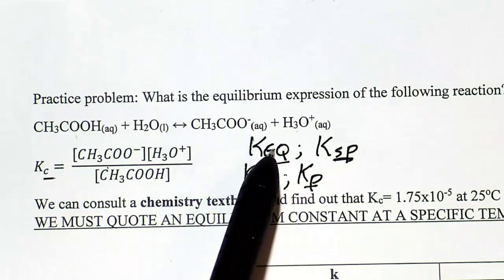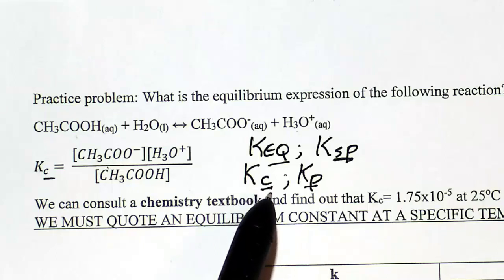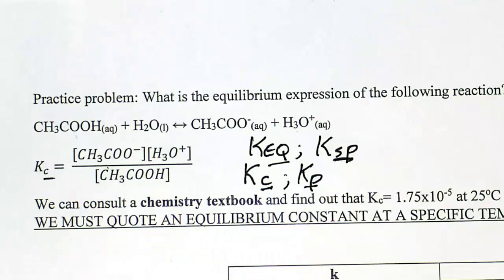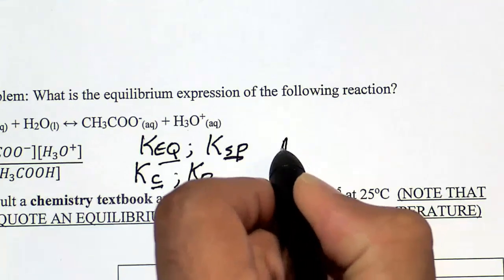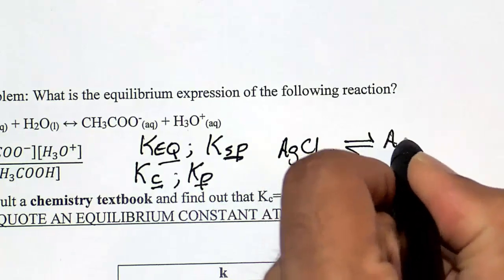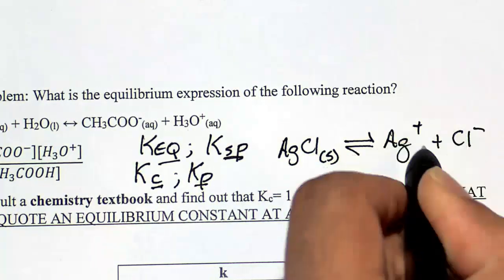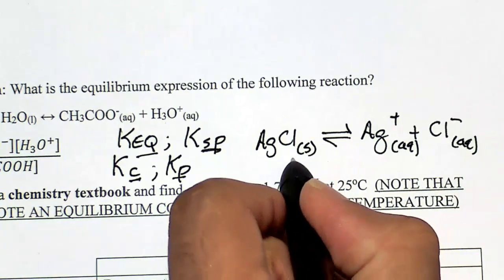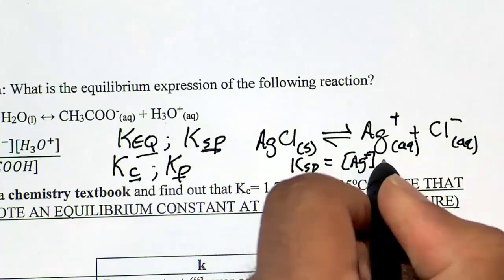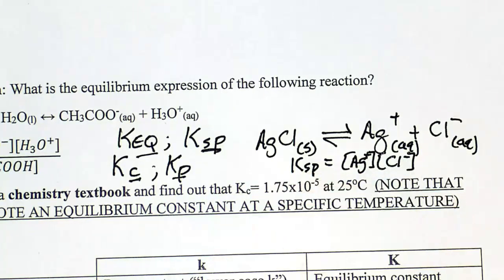You're just as fine putting a Keq, but you can put C, which is a designation for concentrations, P, which is a designation for pressures, or Ksp, the solubility product constant, which is a designation of a solid that's in equilibrium with its component ions. For example, an example of a Ksp reaction would be the silver chloride precipitate in equilibrium with silver ion and chloride ion. The equilibrium constant is going to be products over reactants. We call this a Ksp, and it's the product of silver ion times chloride ion.